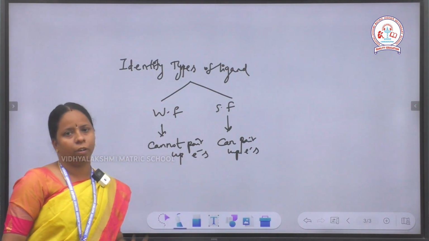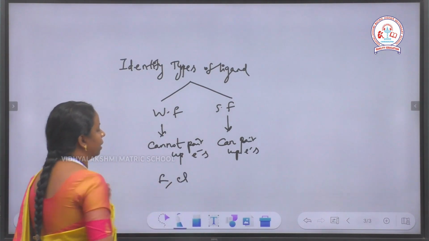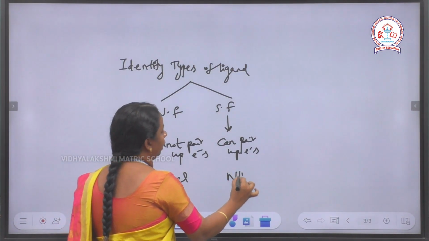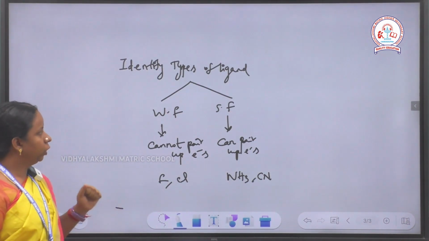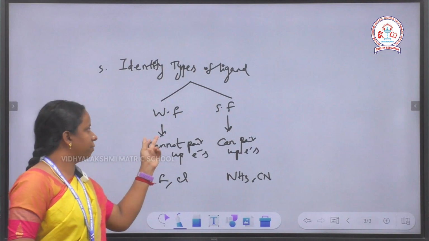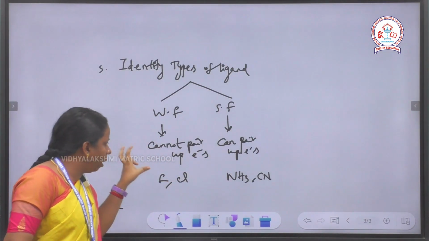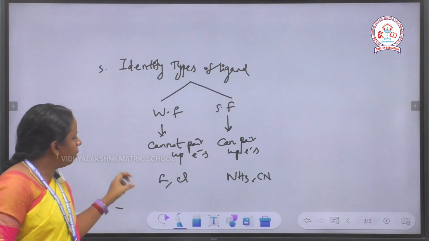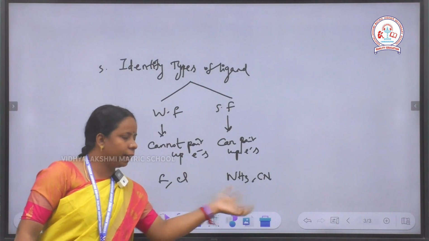If you don't know what is a weak field ligand and what is a strong field ligand, I give tips according to the spectrochemical series: fluorine and chlorine are called weak field ligands. And then ammonia, NH3, and CN, cyanide, are called strong field ligands. So tip number 3: identify the types of ligand, whether weak field or strong field. Weak field ligand cannot pair up the electrons; strong field ligand can pair up the electrons. Examples for weak field ligand: fluorine and chlorine. Examples for strong field ligand: ammonia and cyanide.